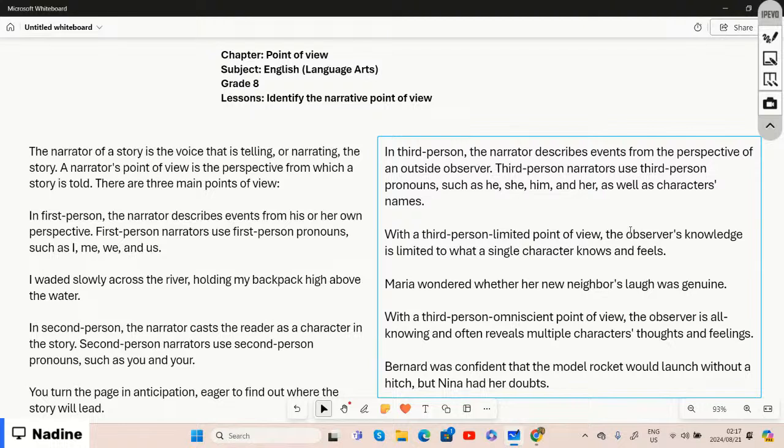So whether you are also writing a story and you need to, for example, give a point of view, you will give it in the first person way. So first person is where you state your point of view based on your own perspective. You describe events from your own perspective.